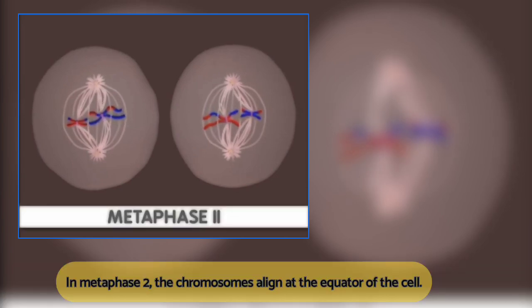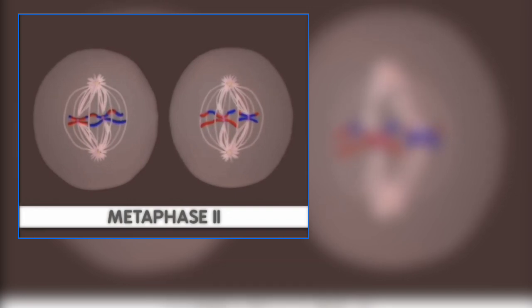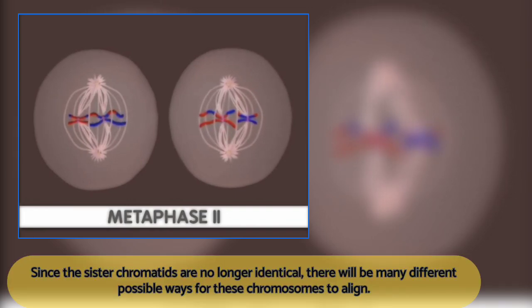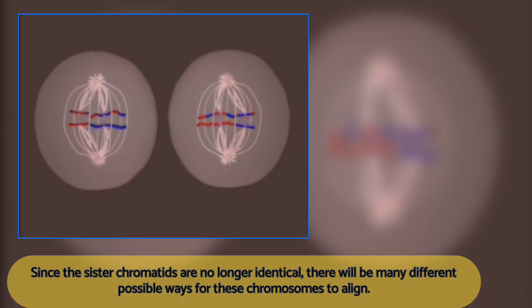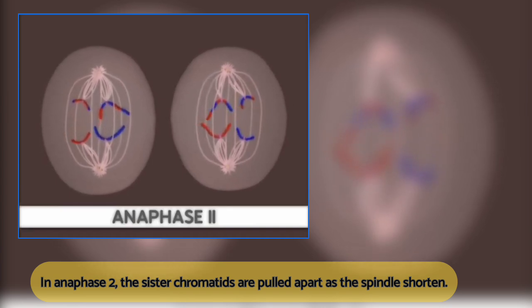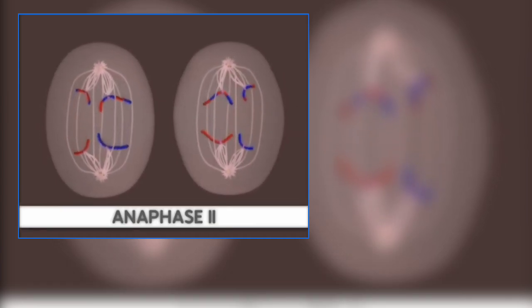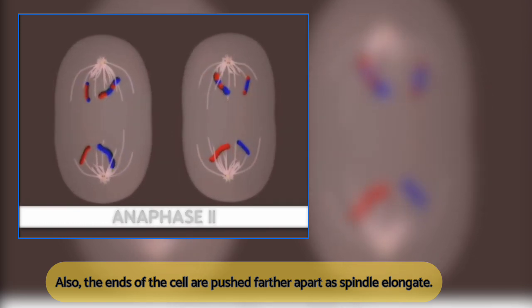In metaphase 2, the chromosomes align at the equator of the cell. Again, the alignment is random. Since the sister chromatids are no longer identical, there will be many different possible ways for these chromosomes to align. In anaphase 2, the sister chromatids are pulled apart as the spindles shorten. Also, the ends of the cell are pushed farther apart as the spindle elongates.